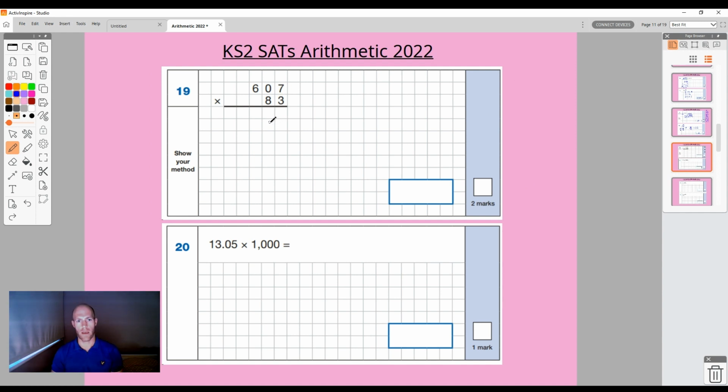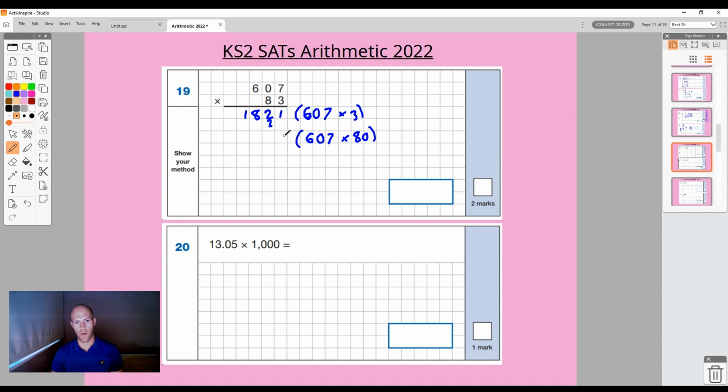Question 19. So I'm going to split this into 607. Long multiplication. 607 times 3. Just going to remind myself what's going on. 607 times 80. Always putting this at the sides. Remember what I'm doing. 3 times 7, 21. 3 times 0 is 0. Add the 2. 3 times 6, 18. 1,821.